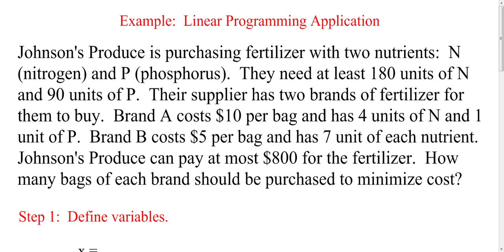Brand B is $5 a bag and has, you know what, this is a typo. It should be 1 unit right here of each nutrient. Johnson's Produce can pay at most $800 for the fertilizer. How many bags of each brand should be purchased to minimize the cost?